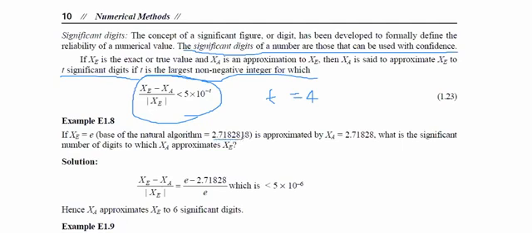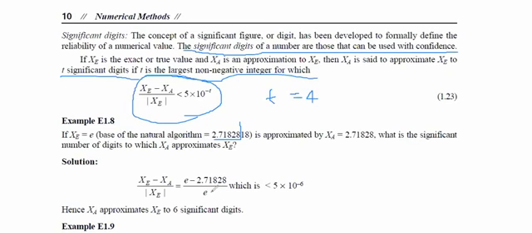2.71828. You look at it. Approximated by this, to what number of significant digits does XA approximate XC? In the approximation of XC, what is the number of significant digits being used in XA? Okay, let us take the difference, XC minus XA upon XC, where XC is E, 2.71828, divided by E.